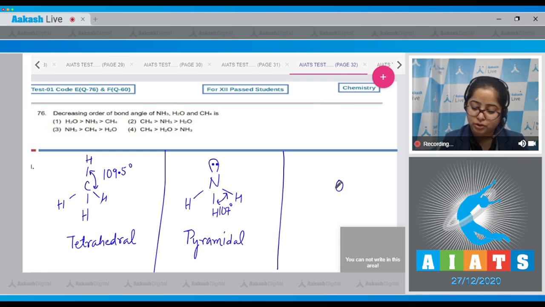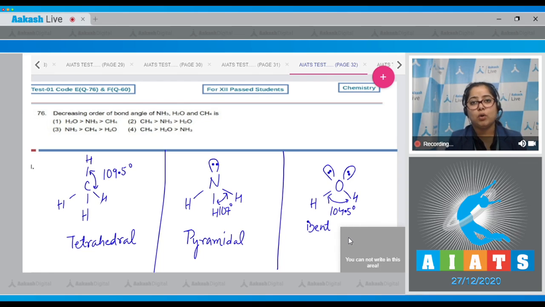Now when we talk about H2O, there will be 2 lone pairs on the oxygen atom and 2 bond pairs. The shape will be bent. Here, there will be even more repulsion, because the repulsion between lone pairs is even more than that of lone pair and bond pair. As a result, the bond angle here will be even less than that of NH3. I'm writing the value. The bond angle here is 104.5 degree.